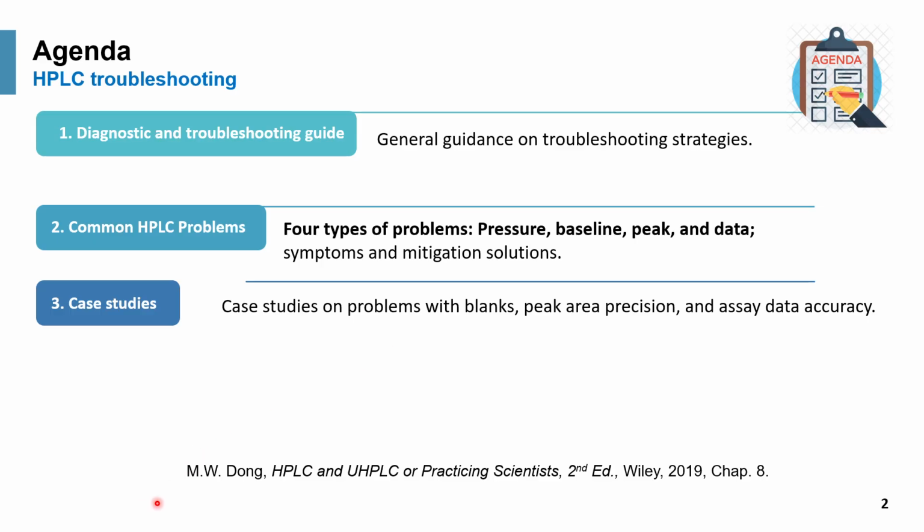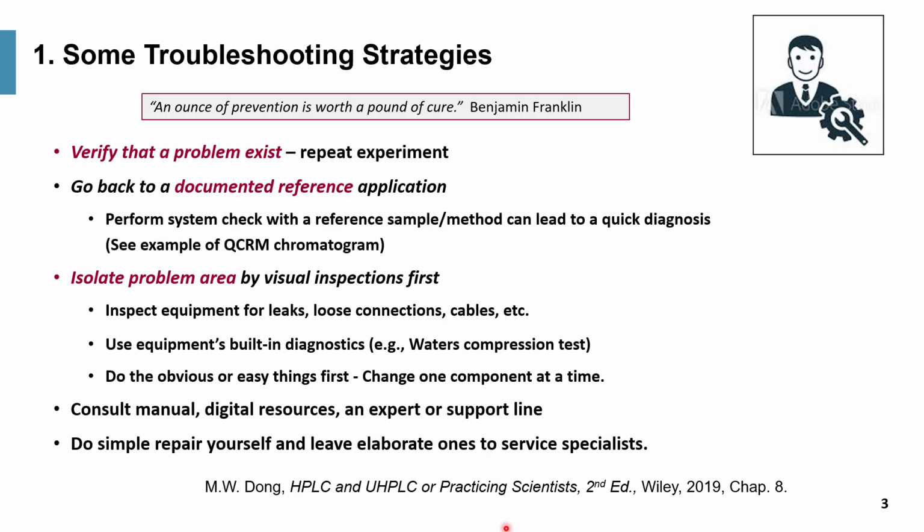This video is based on chapter 8 of this book over here. Some general troubleshooting strategy. I like to quote a famous quotation from Benjamin Franklin: "An ounce of prevention is worth a pound of cure." So preventive maintenance is really a very important solution for lessening the troubleshooting situation.